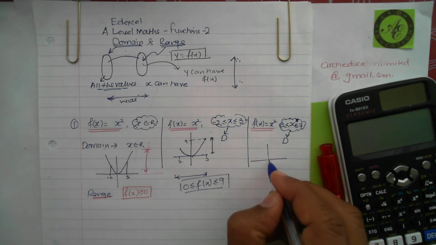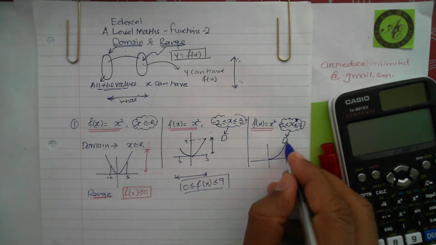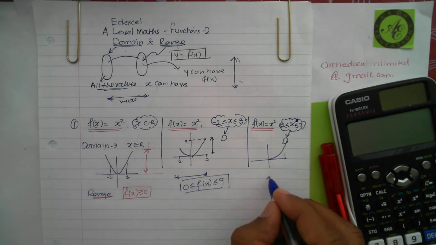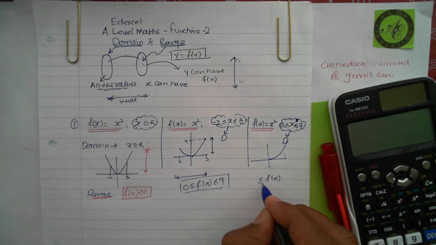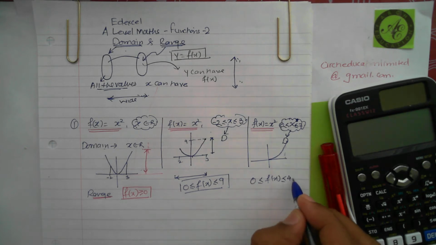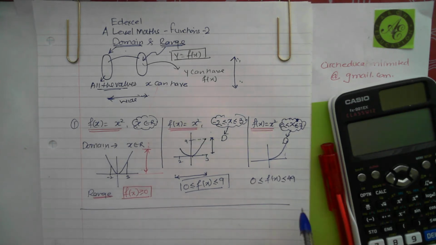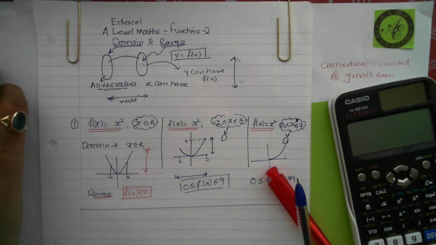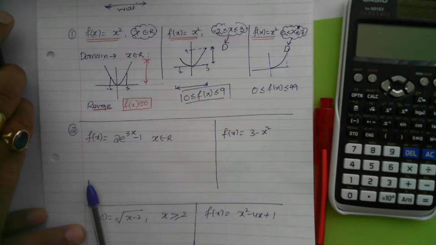Similarly, you can figure out this one as well. The domain is 0 to 7, and the range is 0 to 49. That's our first example, the simplest one. I'll come up with a couple more examples now.